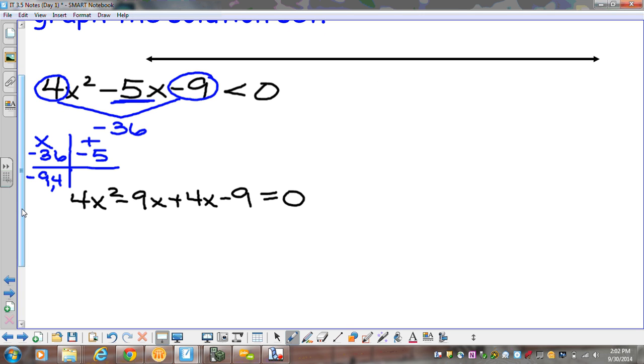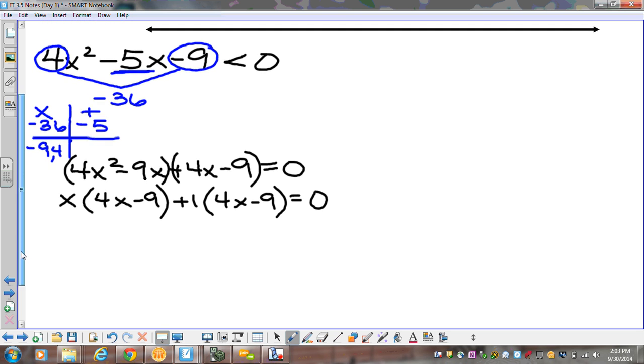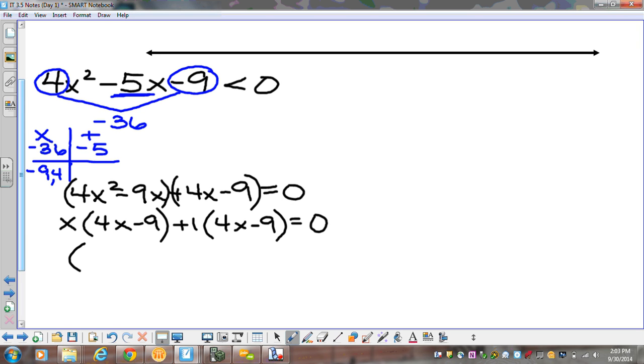Now, what's the next step going to be? Group them. Very good. All right, what can I take out of that first group? X. So I'm left with 4x minus 9. Can I take anything out of that second one? No. But what you can always take out is a 1. All right, so we've got that right there. So what's my final factor going to look like? X plus 1 times 4x minus 9. All right, so we're going to set both of those equal to 0 and solve.